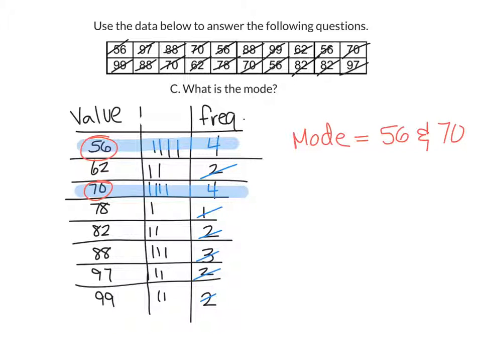Now, if more than 2 values occur most often, so say we had 99 occurring 4 times, then we would have 3 numbers that had a frequency of 4. If more than 2 values occur most often, then there wouldn't be a mode. So if we had a scenario in which the 56, the 70, and the 99 occurred 4 times, which is the highest frequency, then in that case, we would not have a mode. But since that's not the case and only 2 values occur the most often, then our answer is just 56 and 70.